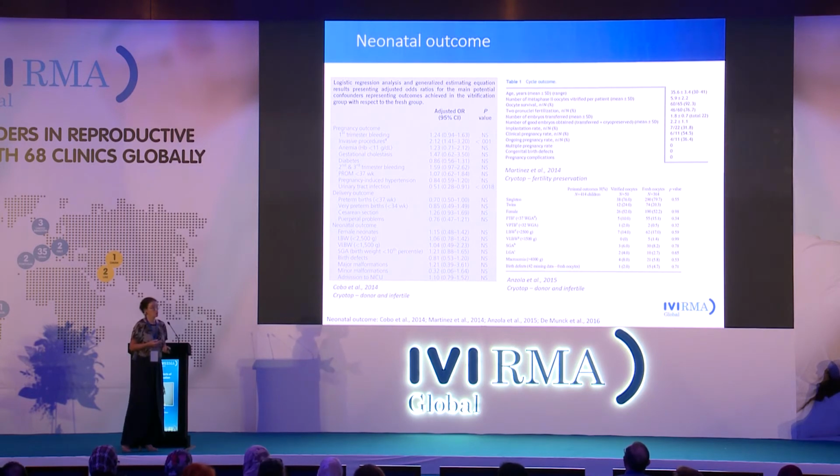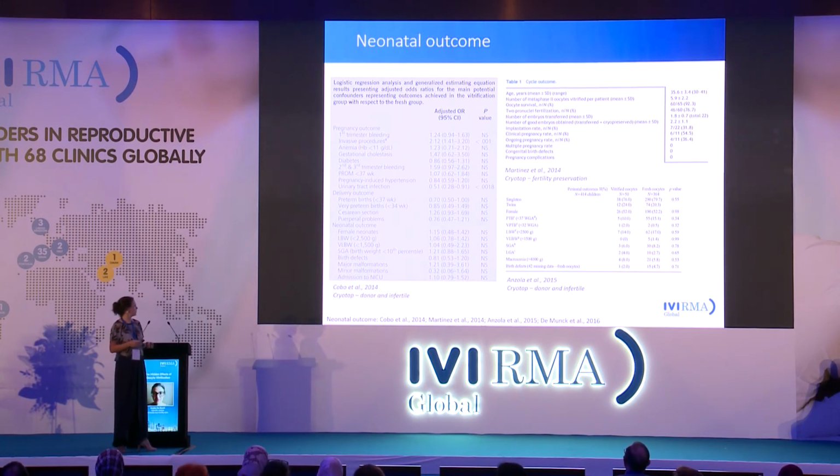And then there have also been a few studies analyzing the neonatal outcome after oocyte vitrification. So in this study, the pregnancies from donor oocytes and autologous oocytes were analyzed. And as you can see, for the neonatal outcome, there was no difference with fresh oocytes. In this study, they looked at pregnancy complications and congenital birth defects after fertility preservation, and they also did not observe any case with defects. And in this study with donor and infertile oocytes, also no difference was observed between fresh and vitrified oocytes.